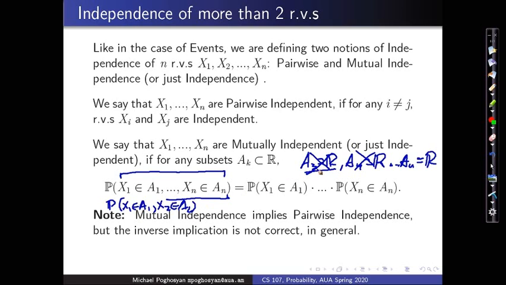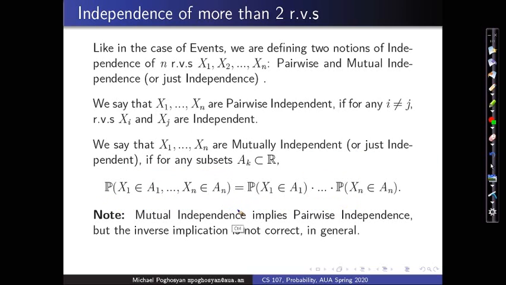If I take A3, A4, all others to be R, here I will obtain the probability that x1 is in A1 times the probability that x2 is in A2. Next is the probability that x3 is in A3. But x3 in A3 gives omega. All points satisfy it and the probability of that is 1. So I will have just this equality, which holds for all A1, A2, which means that x1 and x2 are independent. Okay.